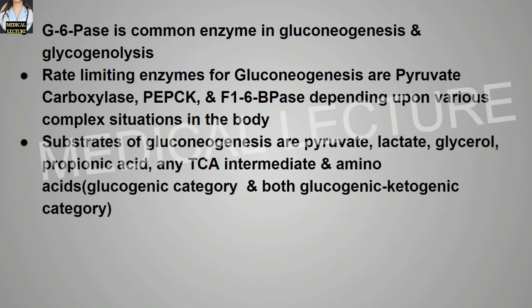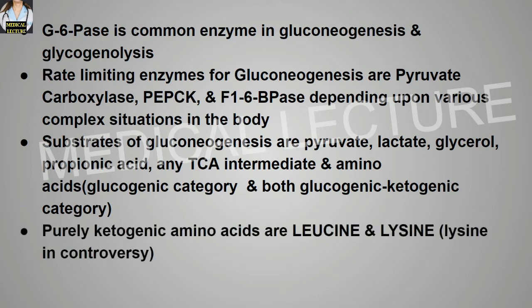Substrates of gluconeogenesis are pyruvate, lactate, glycerol, propionic acid, any tricarboxylic acid cycle intermediate, and the amino acids. In the amino acids, remember the glucogenic category and the both glucogenic and ketogenic category amino acids are basically the substrates of the gluconeogenesis pathway. Purely ketogenic amino acids are leucine and lysine. Lysine is the controversial one.